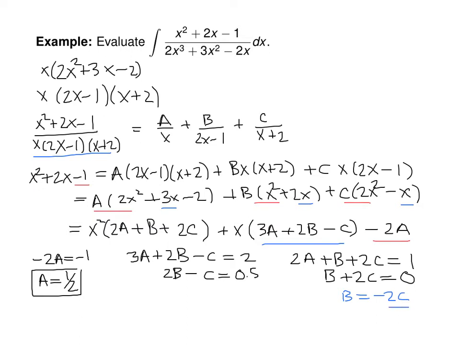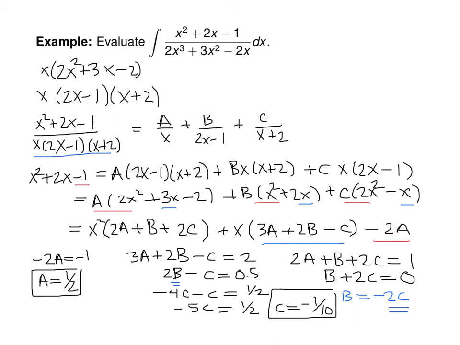So from the second equation, we could say B is equal to negative 2C. And you can take this and input it for this B. And that gives you negative 4C minus C equals 1/2. Negative 5C is equal to 1/2. So therefore C is negative 1/10. And once you know C, you can go back and find B. Since B is equal to negative 2C, B is equal to positive 1/5.